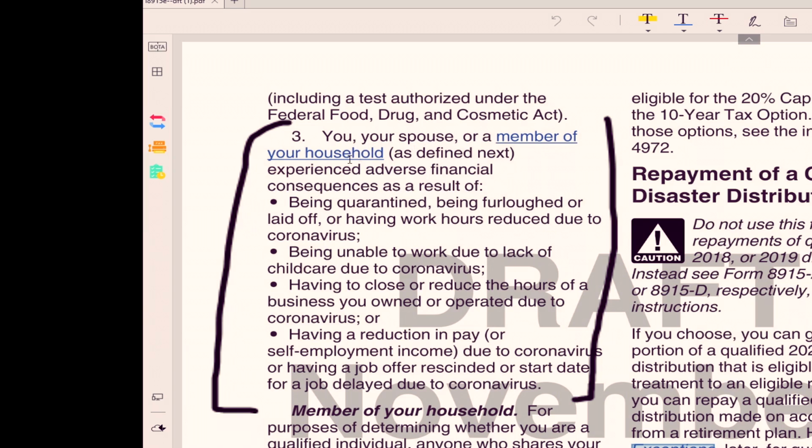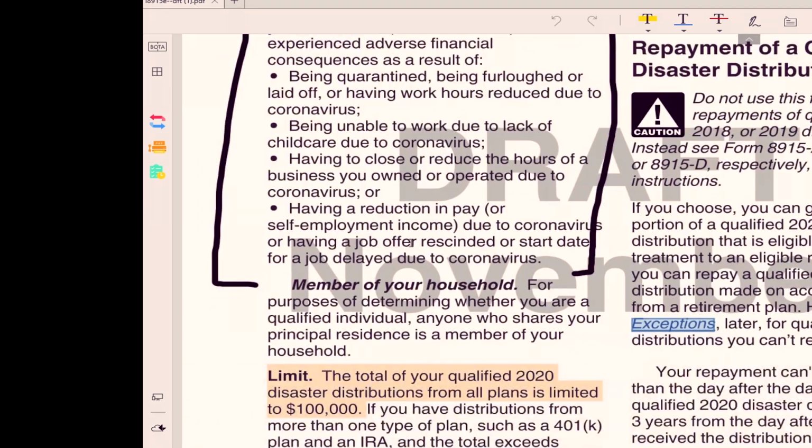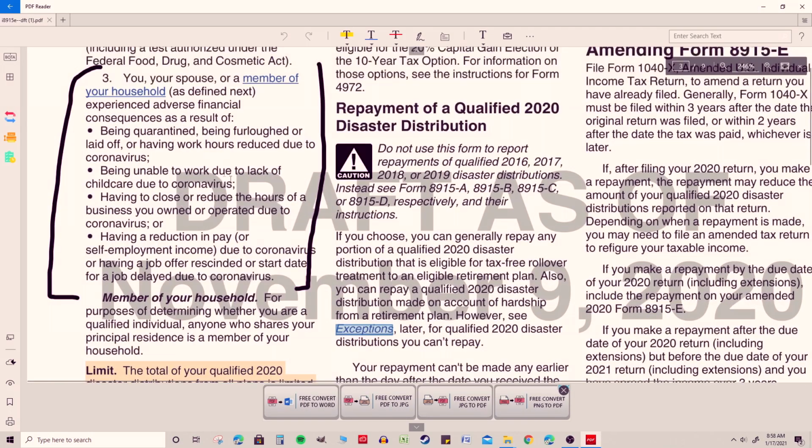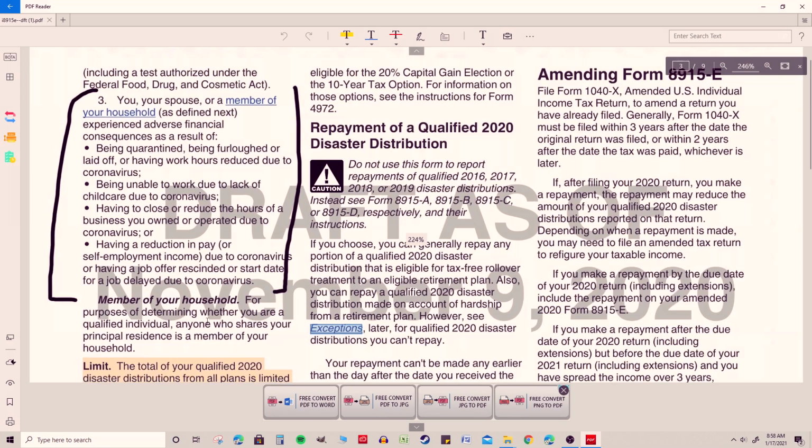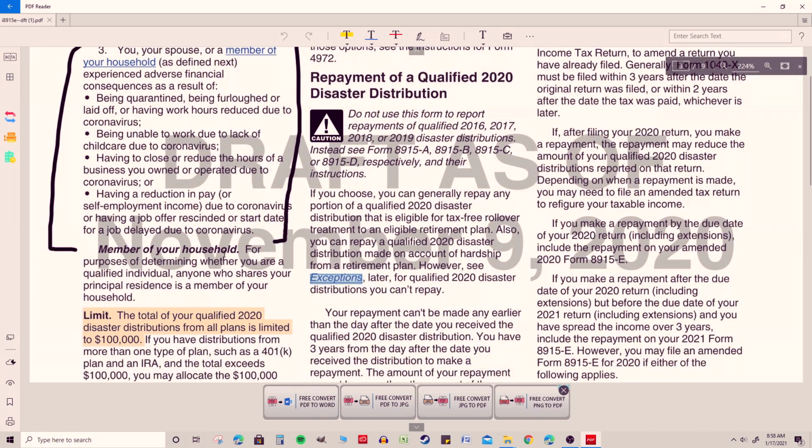Number 3, your spouse or member of your household experienced adverse financial consequences of being quarantined, being unable to work, having to close or reduce hours of their business, things like that. And in terms of members of your household, it's basically anybody who normally resides in your household. That's what you'll see if you read these instructions line by line.